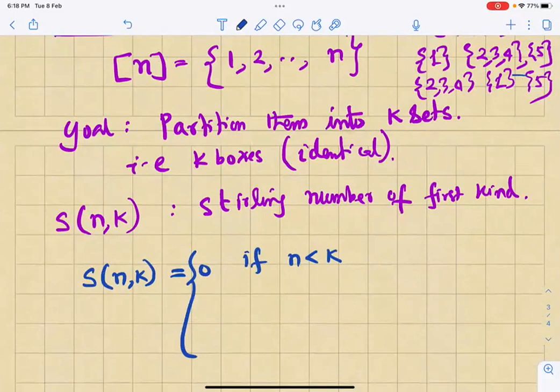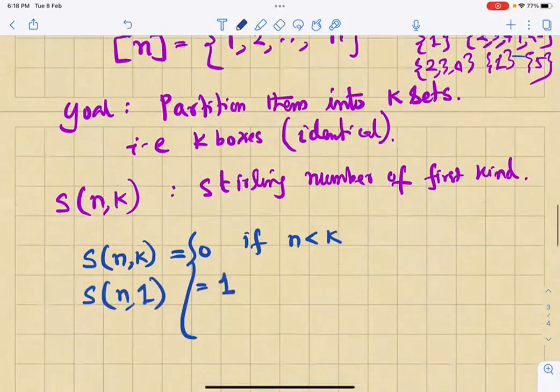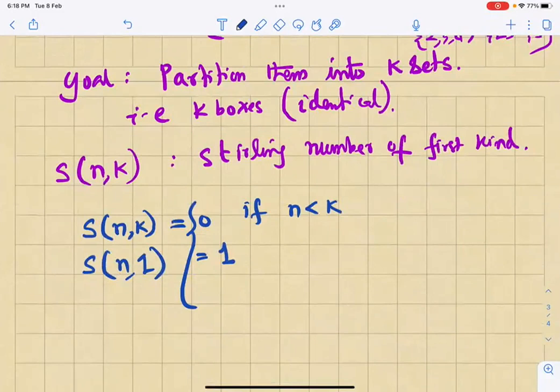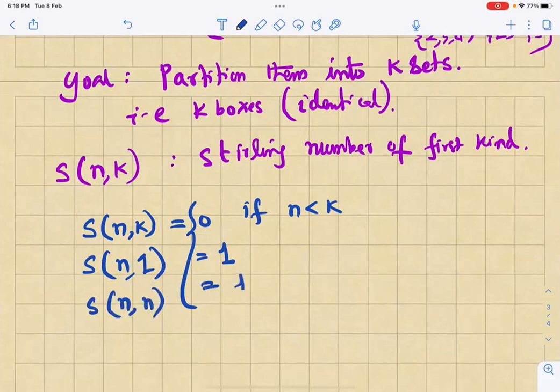And what is S(n,1)? This is clearly 1, because there is only one way to place all the balls in one box. S(n,n) is also 1, because none of the boxes should go empty and you have n numbers, so you just give one number to each of the boxes. Boxes are identical.